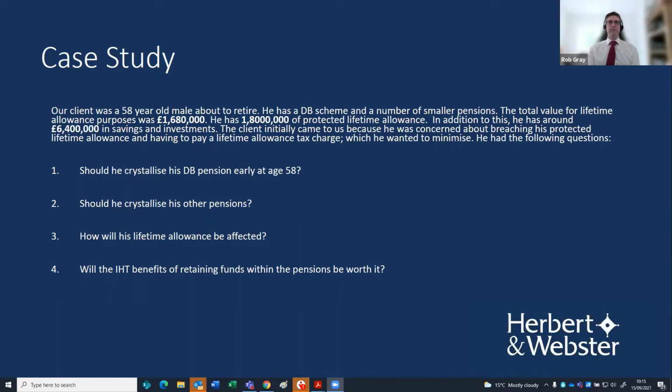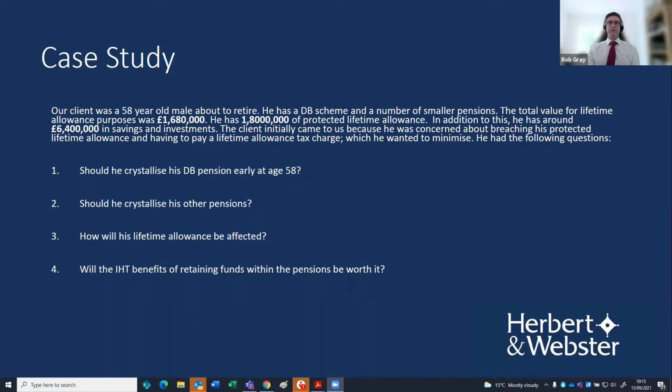This is rather than letting it run until age 60, which was the normal retirement age. So with defined benefit pensions, if you take them a little bit early, then there's usually some penalties involved. You'll have a slight reduction. He also wanted to know if he should crystallize his other pensions. How will his lifetime allowance be affected by these decisions? And will the inheritance tax benefits of retaining funds within his defined contribution pensions be worth it?